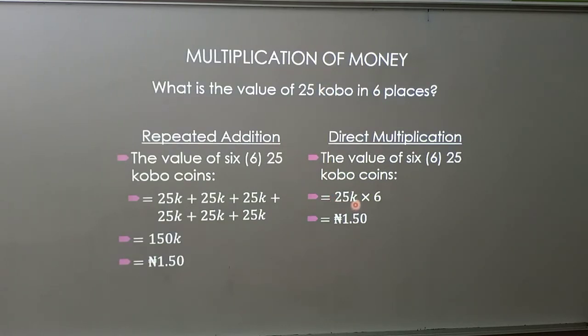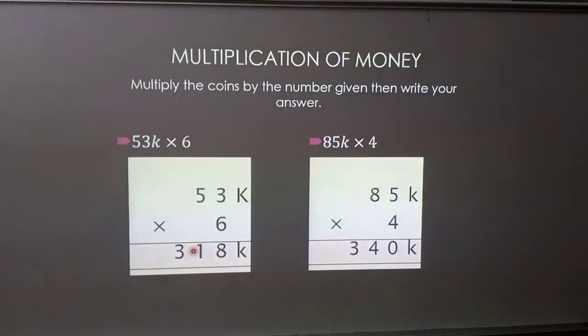Now using direct multiplication, we take the amount of money and multiply by the number of places. Here we have 25 kobo as your amount of money, so we write it times the number of places, which is 6. 25 kobo times 6 will give you 1 naira 50 kobo as reported here.